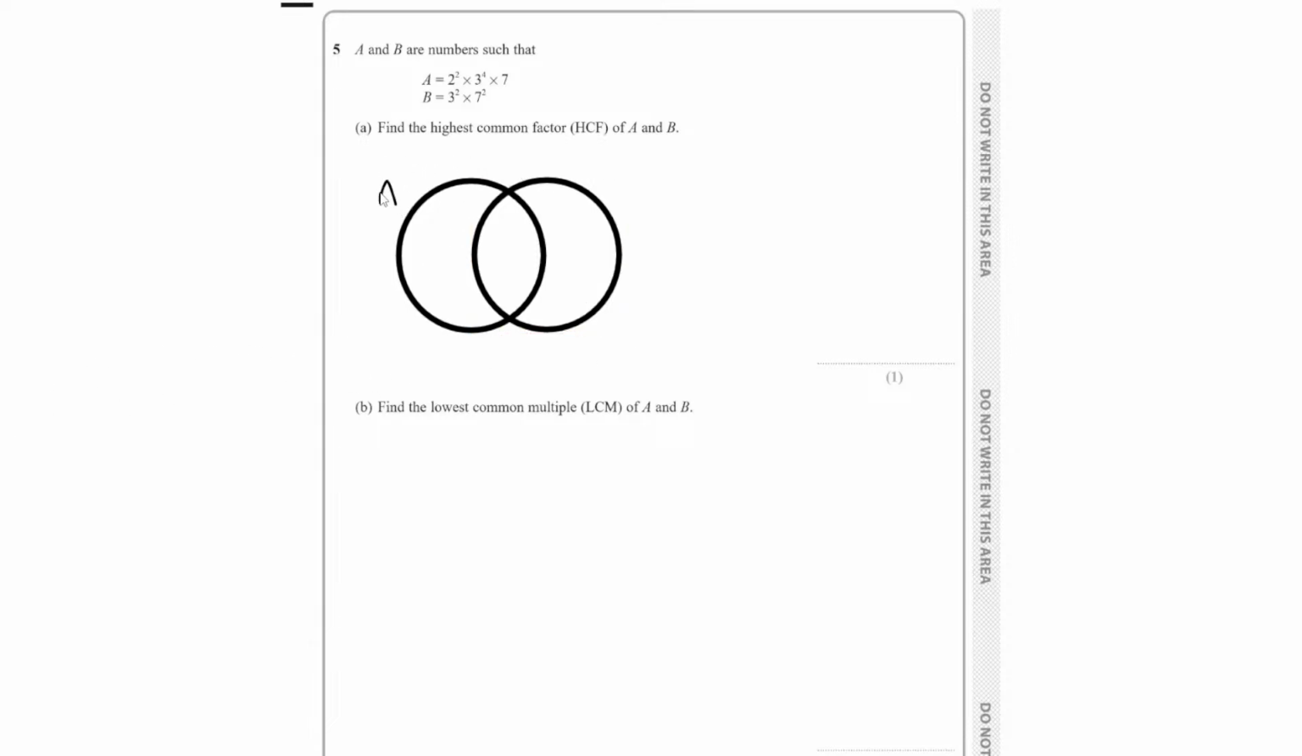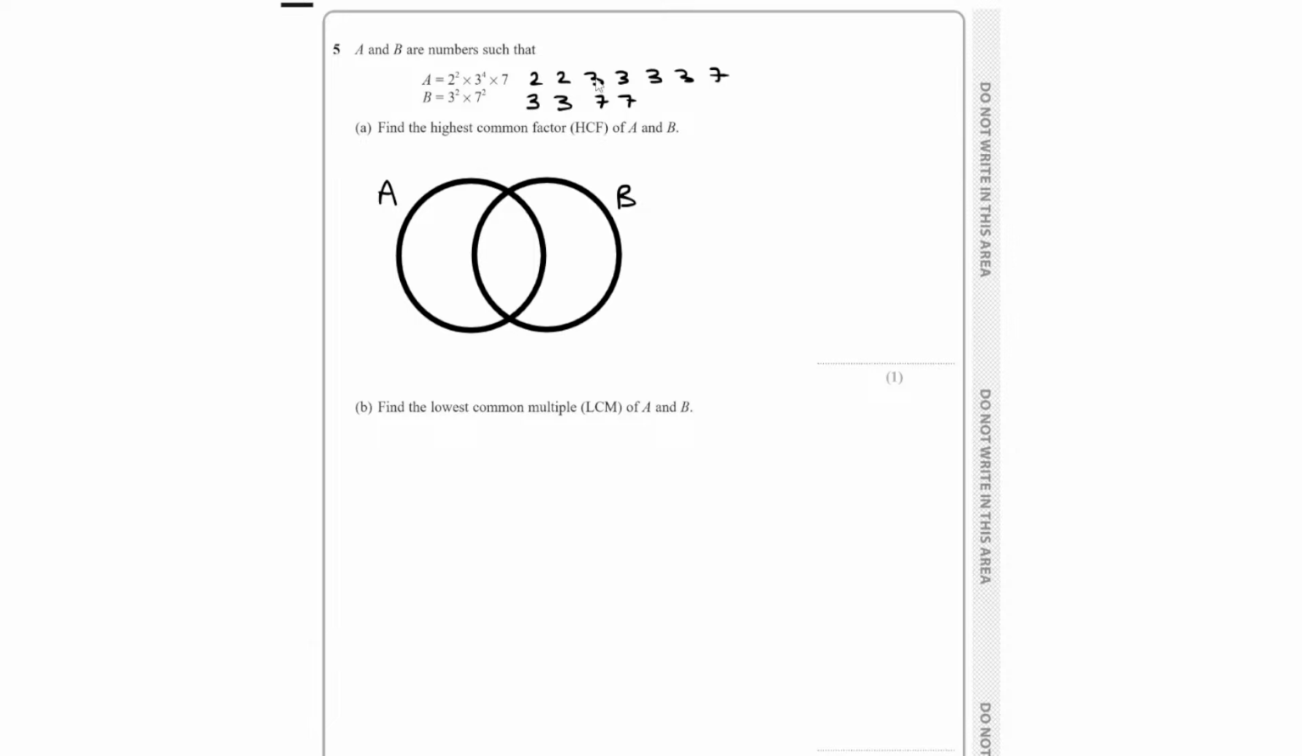Okay, and then I would just label them A and then B. The middle bit we always do first, it's the overlap. Now if you find it helpful, you can list these out so it's not in index form. For example, A is 2, 2, 3, 3, 3, 3, 7, and B is 3, 3, 7, 7. You can always list it like that, and then you can tick them off. Whatever they have in common goes in the middle.